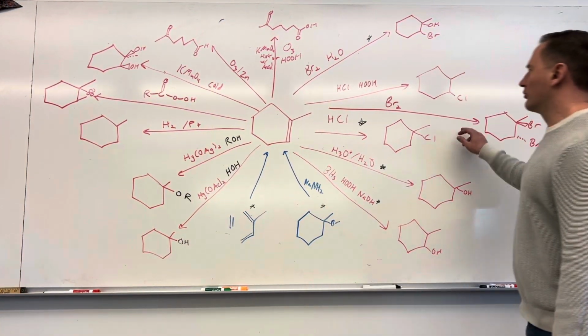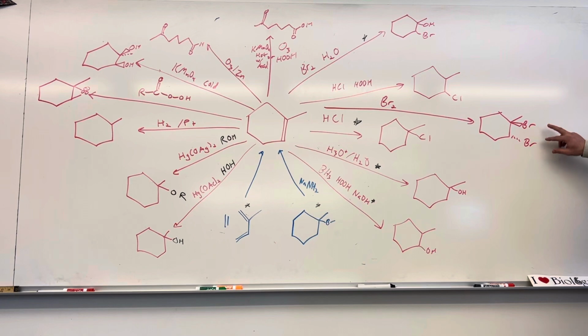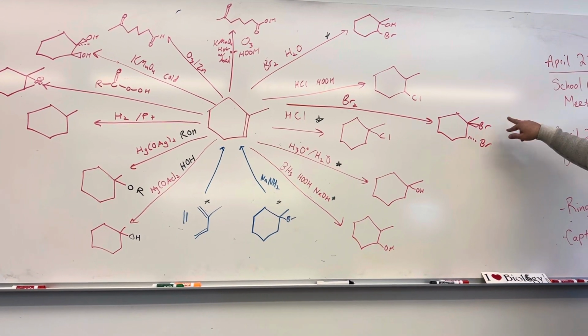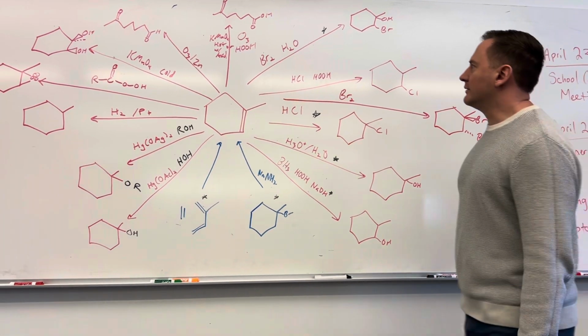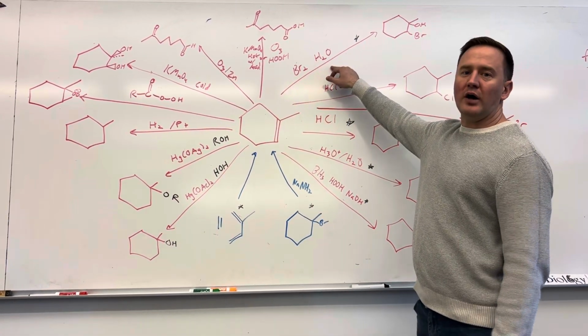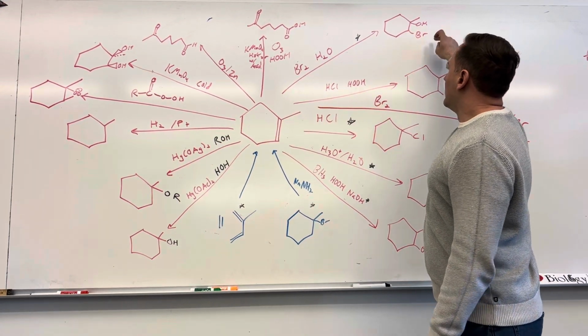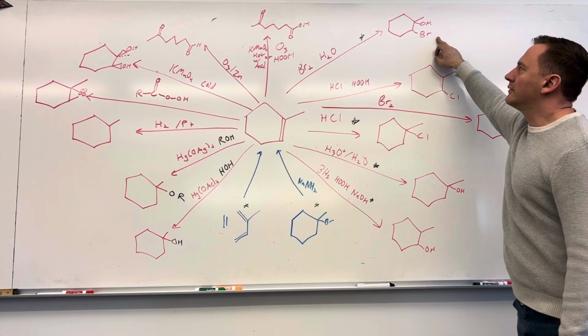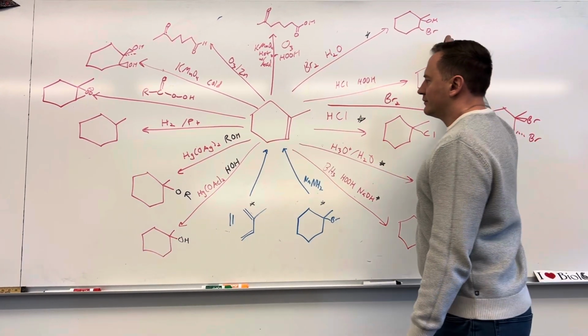So when you add something like Br2 or Cl2, make sure you recognize that it's an anti-addition, meaning they will add to opposite sides. You get two halogens added. If you add a halogen in the presence of water, we get a halohydrin formation. So we get an alcohol and a halogen adding.